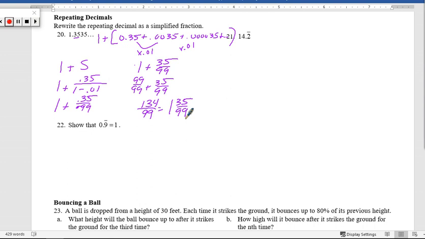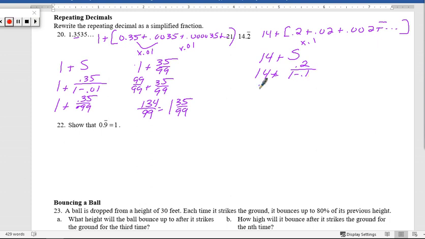Over here, doing it the real way, this could be written as 14 plus 0.2 plus 0.02 plus 0.002. Continuing on, I can see here that my common ratio is 0.1. So basically what this is going to be is 14 plus the sum. So this is going to be 14 plus the first term, that's a plus over there, over 1 minus 0.1. We get 14 plus 0.2 over 0.9, multiplying by 10 over 10. We get 14 and 2/9.